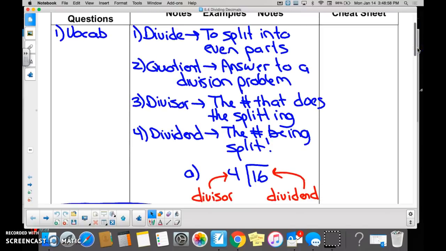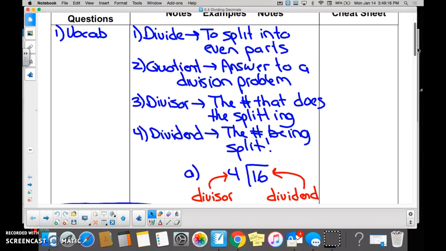Divide is to split evenly into even parts. That shouldn't be anything brand new to you. Same with number 2. A quotient is an answer to a division problem. Just like a product is the answer to a multiplication problem, a sum is the answer to an addition problem, and the difference is the answer to a subtraction problem.